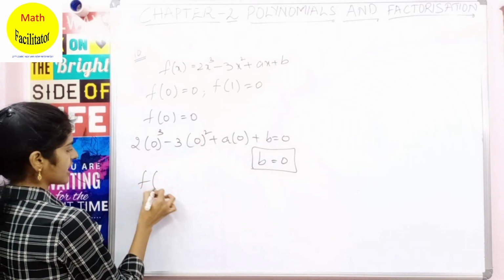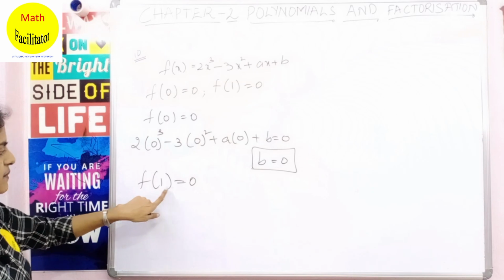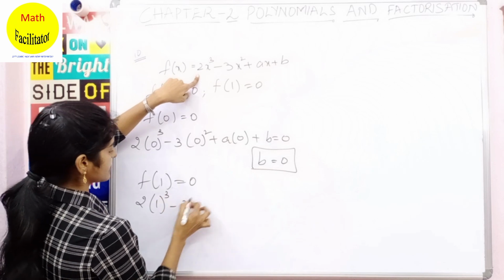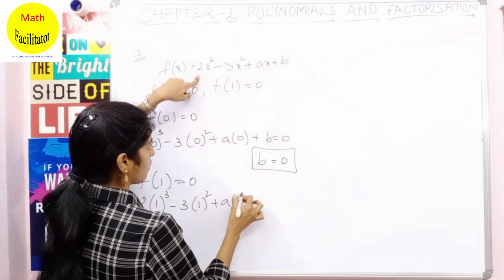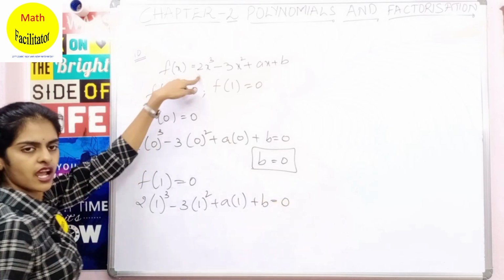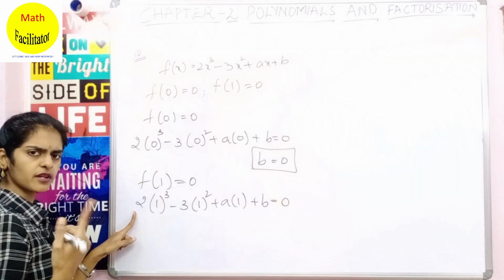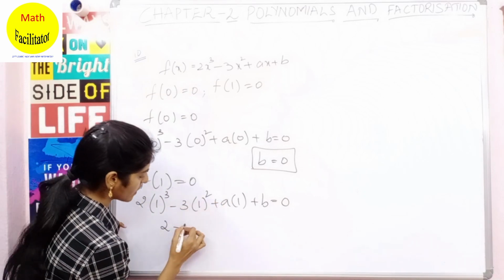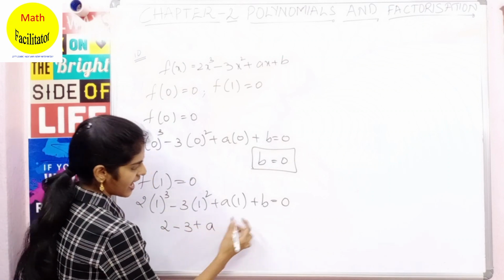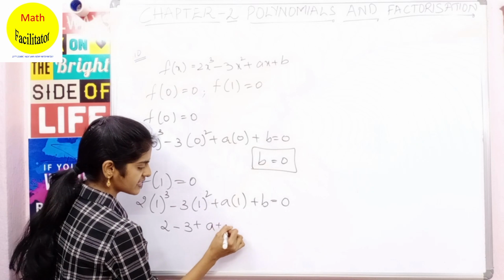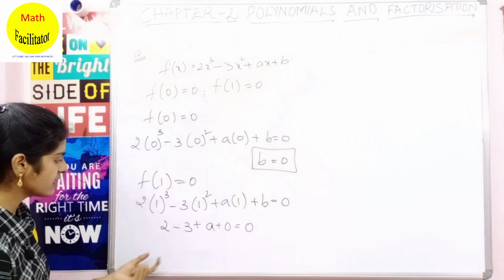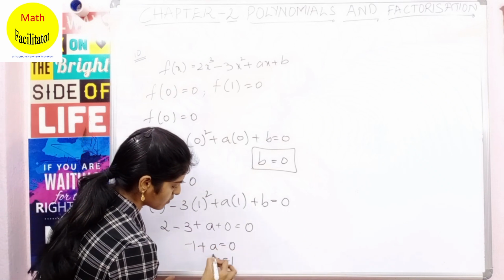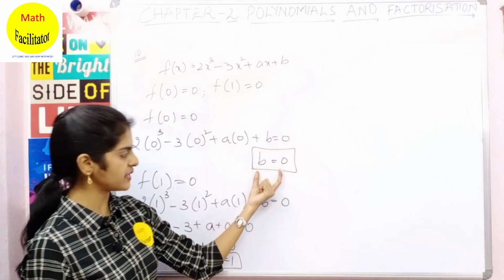Now let us take f of 1 equal to 0. Substituting 1 in the place of x in f of x, you have 2 into 1 cube minus 3 into 1 square plus a into 1 plus b equal to 0. So 2 into 1 cube is 1, so 2 into 1 is 2, minus 3 into 1 square is 1, so 3 into 1 is 3, plus you have a, and b is nothing but 0. Clear? Now 2 minus 3 is minus 1 plus a equal to 0. So a is nothing but 1. So you got the values of b and a.